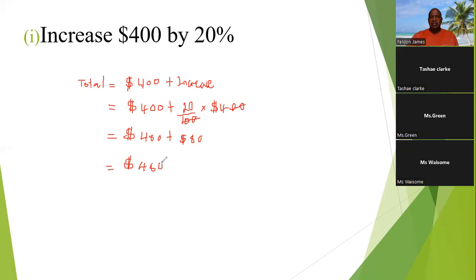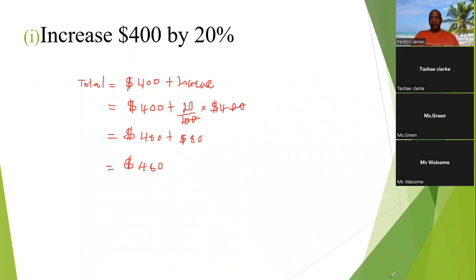Now, this question can be approached in a number of ways. And in some sense, you could even use some shortcut ways to approach it, all right? Now, to get a shortcut way, because sometimes we may want to just work this out quickly in our head. So if we have $400 and we want to find 20% of $400, one of the key things that we can do is to find 10% and then times it by 2.